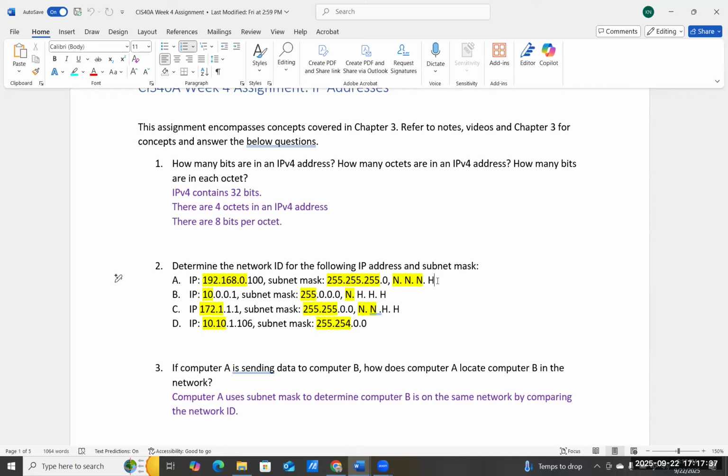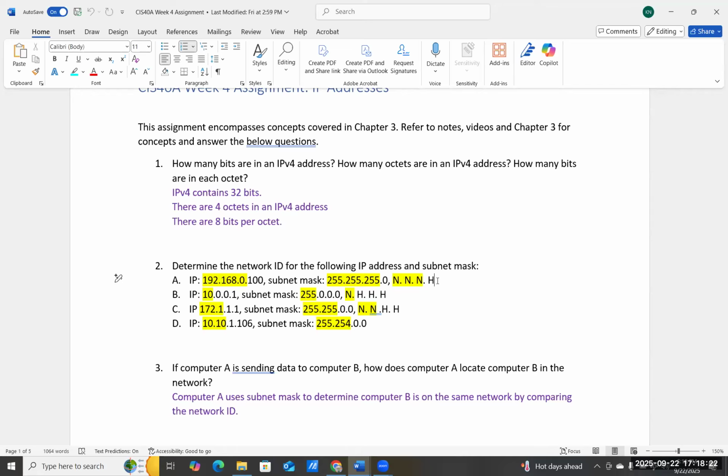Next, C, 172.1.1.1. This is the given IP address. And here's your subnet mask, 255.255.0.0. This is a default class B address. And as you can see, the 255 represents the network ID. So that means that these 2 octets in the front are going to be network ID. So you look at the subnet mask, which octet is the network ID, and that should reflect on your IP address, which octet is the network ID. Any questions?